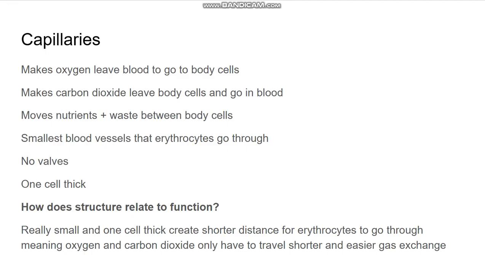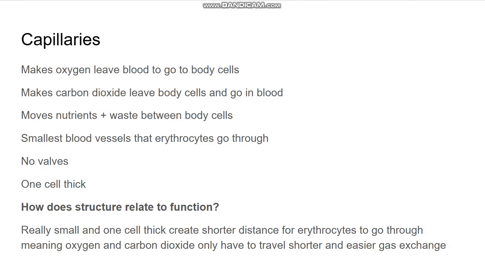The capillaries make oxygen leave blood to go to body cells, and make carbon dioxide leave body cells and go into blood. So oxygen leaves blood and goes to body cells; carbon dioxide leaves body cells to go to blood. Capillaries also move nutrients and waste between body cells. They're the smallest blood vessels that erythrocytes go through, and there are no valves, and they're 1 cell thick.